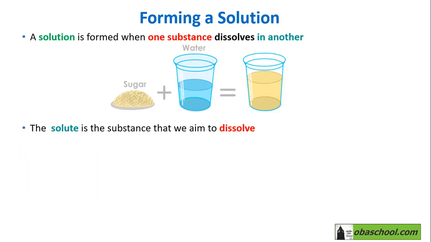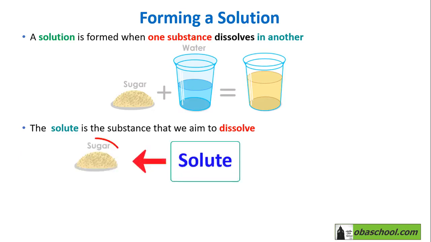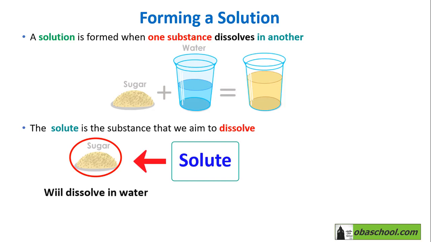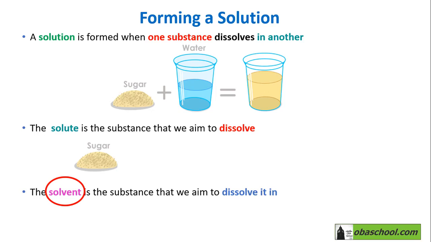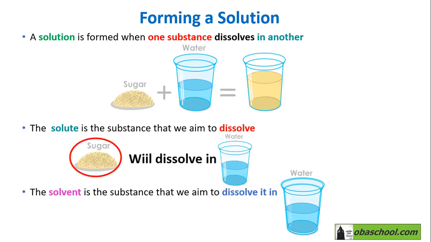In this case, the solute is the sugar that I added on top of the water. The sugar is the one that will dissolve inside the water and disappear. And the solvent in this case is the water because it's the one that made the sugar dissolve inside it. So the solvent here is the water. And we know from experience that the sugar will dissolve in water.